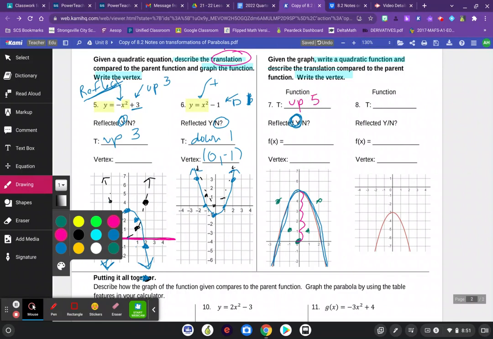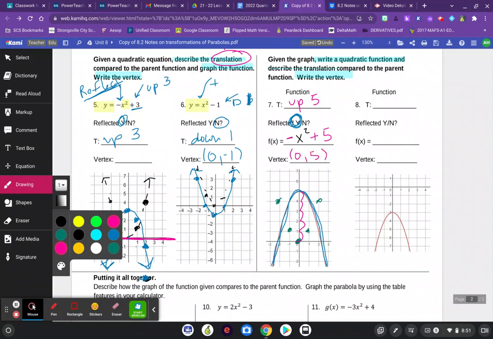And as a result, my parent function is typically f of x equals x squared. But because I have this reflection, I'm going to have a negative in front of my x squared. And because my vertex has been shifted up 5, I'm going to add 5 to the end of that function. And that means that my new vertex is at 0, 5.